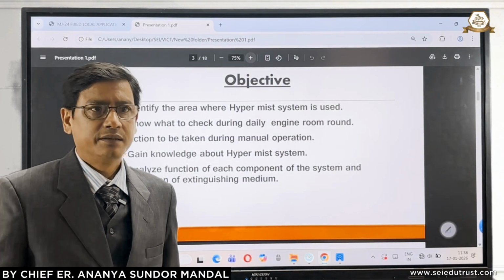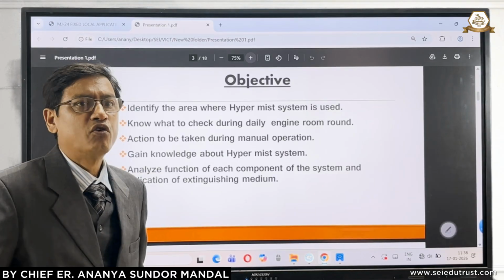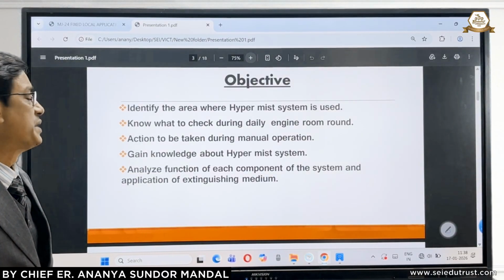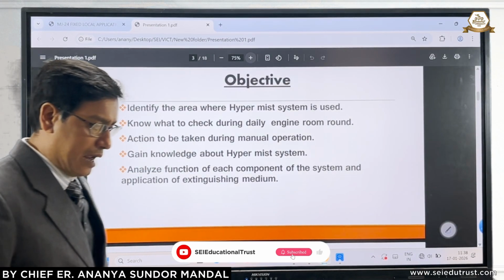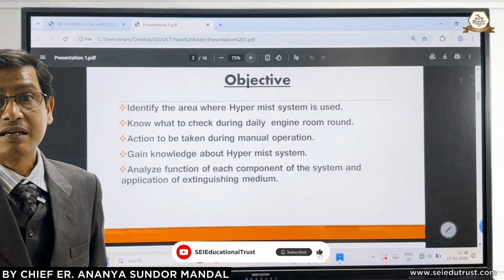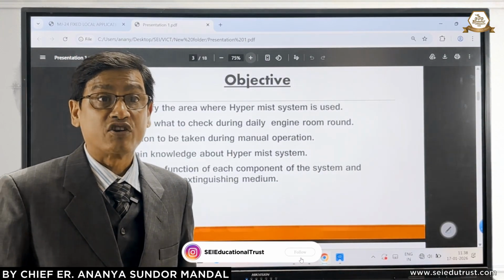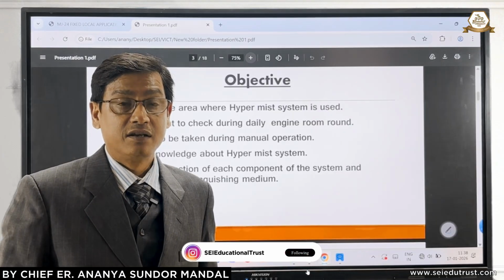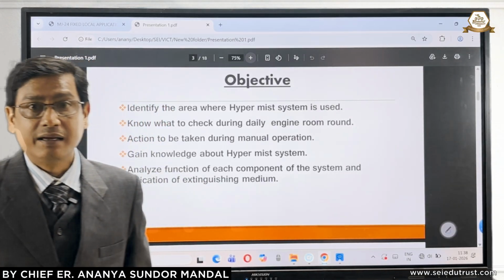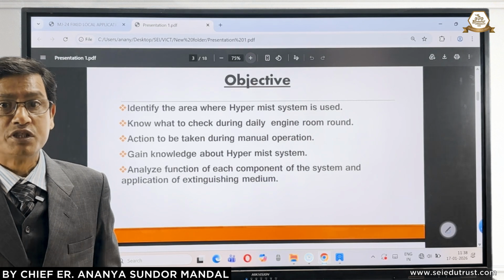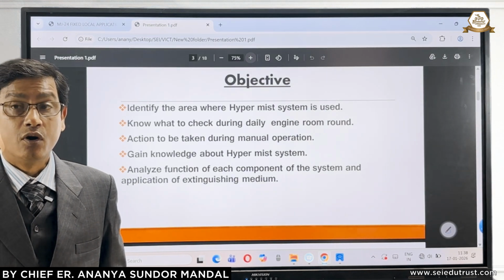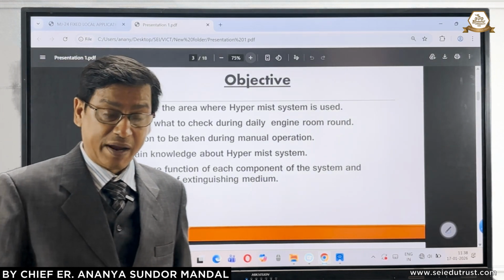Good morning, everybody. In this session, we'll discuss the hypermist system fitted on board. Hypermist system is one of the fire extinguishing arrangements for machinery space. It is one of the systems which run in auto, or you can activate it in manual mode also.